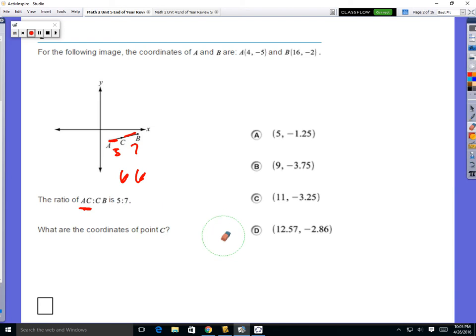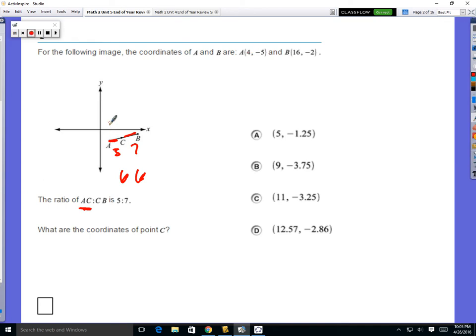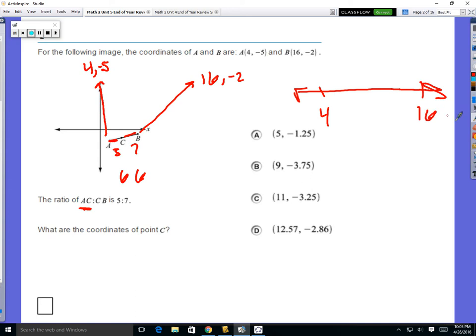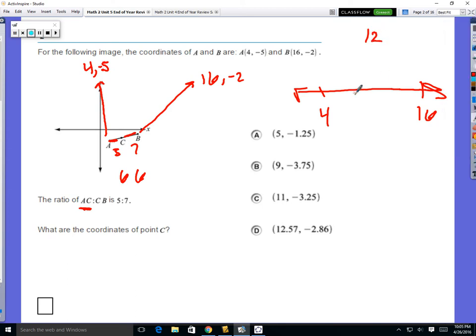So here is the plan. We know that this dot A is at 4, and then it's down 5, and this dot B is clear over here at 16 and down 2. So I'm going to just look horizontally. What's the difference between 4 and 16? So if A is horizontally clear over here at 4 and B at 16, I know the total length is 12.